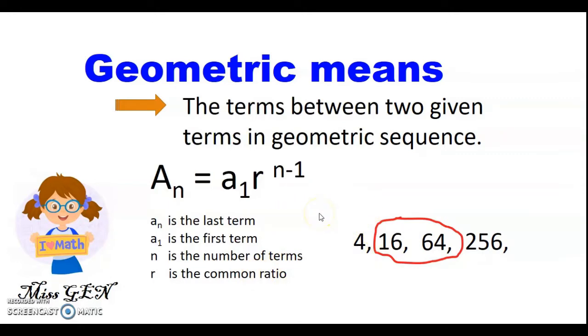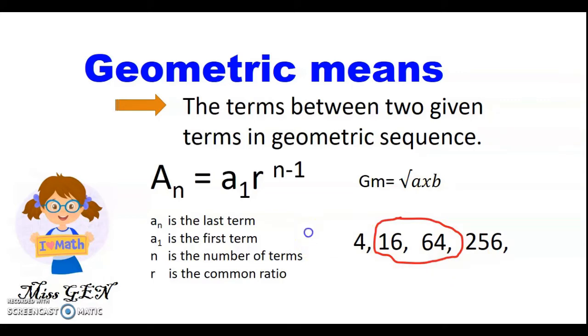We will also be using a formula to get the geometric mean, which is the geometric mean equals the square root of the product of a and b. In our example, the first term and the last term are 4 and 256. If we want to get the geometric mean between two numbers, we will multiply those numbers and get their square root.